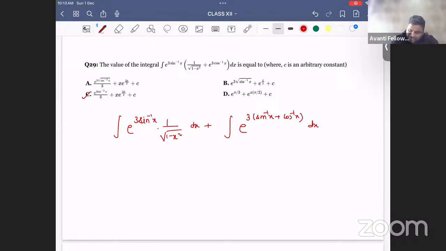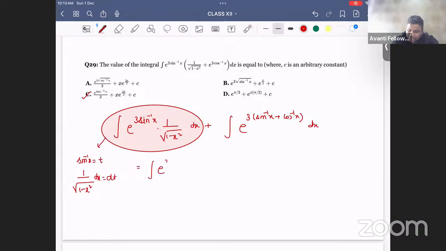So in this particular integral, what I'm going to do, let sine inverse x be t. So 1 upon under root of 1 minus x square dx is going to be dt. So it will be the integral of e to the power 3t dt plus the integral of e to the power 3 pi by 2 dt. Am I clear?